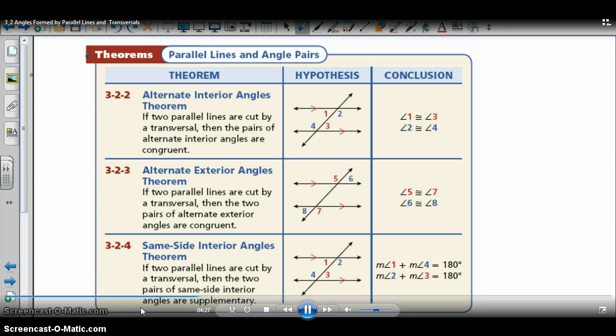So here are the next theorems you should have: alternate interior angles theorem, alternate exterior angles theorem, and the same side interior angles theorem. And all these basically start off the same way. We start off with two parallel lines cut by a transversal. If we have two parallel lines cut by a transversal, alternate interior angles are congruent, alternate exterior angles are congruent, and same side interior angles are supplementary.